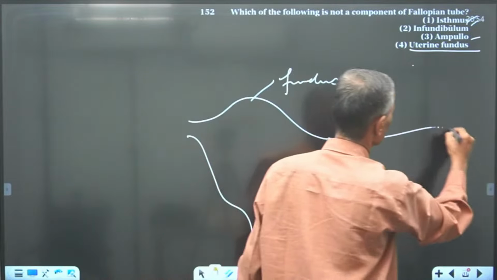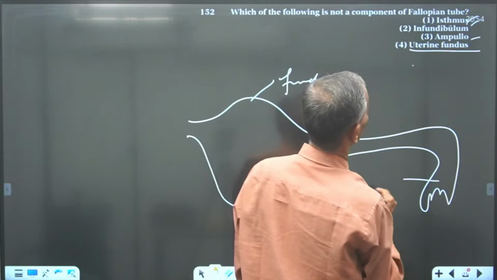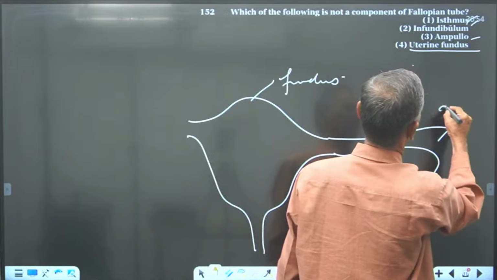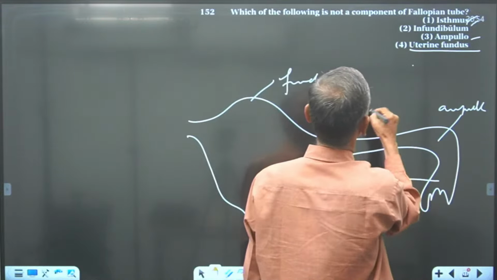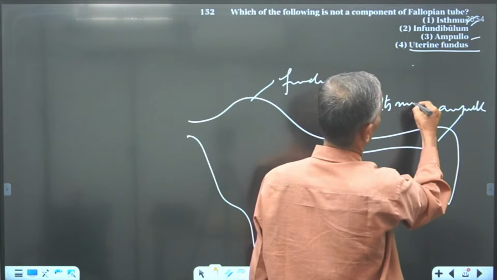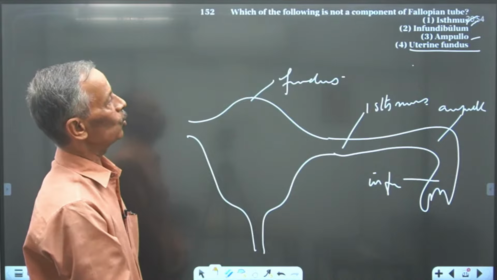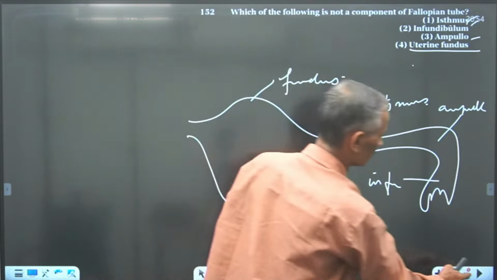We are having the widest part called ampulla and the narrow part called isthmus. These are the 3 parts of the fallopian tube. So uterine fundus is a part of the uterus.